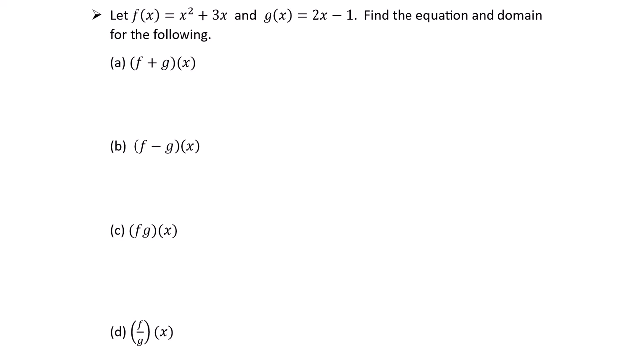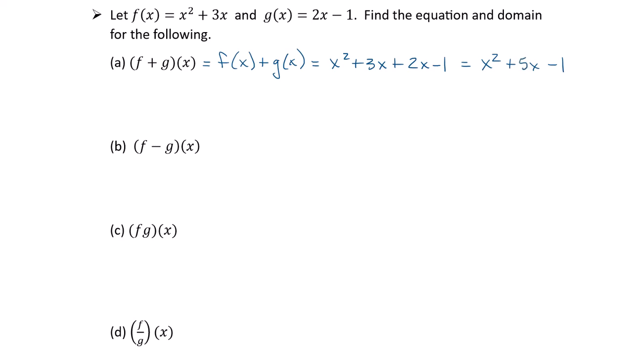In this example, let f of x equal x squared plus 3x and g of x equal 2x minus 1. Find the equation and the domain for the following. f plus g of x, remember, is defined as f of x plus g of x. f of x is x squared plus 3x. g of x is 2x minus 1. And we simplify. x squared plus 5x minus 1.